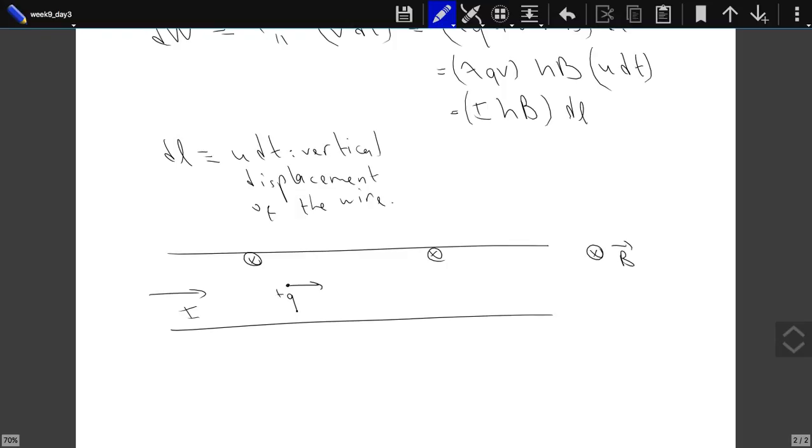What will be the direction of the force acting on this charge? Remember, the magnetic force is Q times V cross B. This is V, B is into the screen. V cross B, the force is upward. So it will basically start doing a circular motion. Now at least some of the charges will hit the end of the wire, the surface of the wire.